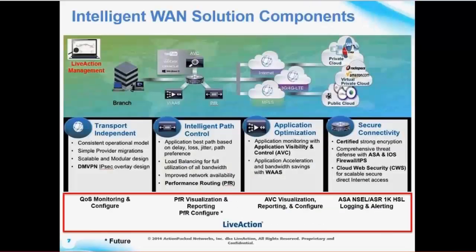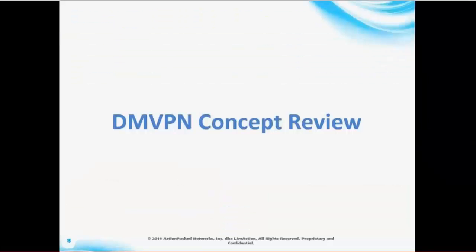Now, the reason for today's session is DMVPN is a core part of Cisco's Intelligent WAN or IWAN solution. LiveAction is a technical partner with Cisco, and we've worked very closely with Cisco to help develop a visual network management platform to support these emerging technologies. So let's begin with our DMVPN concept review.